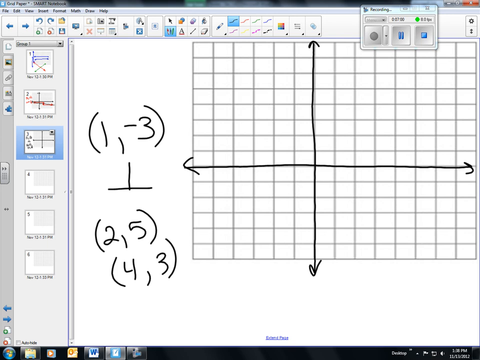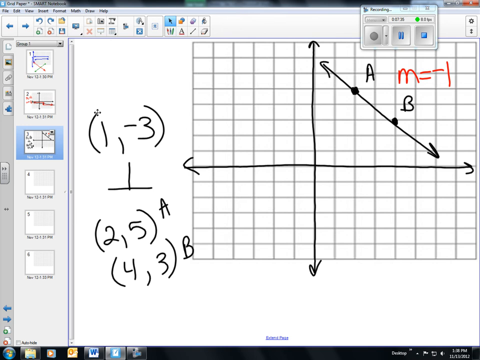And the point 2, 5, so there's the point 2, 5. And then the point 4, 3. Okay, so there's that line here. And we'll call this point A and point B. There's the line passing through those 2 points. The slope of that line is going to be negative 1.